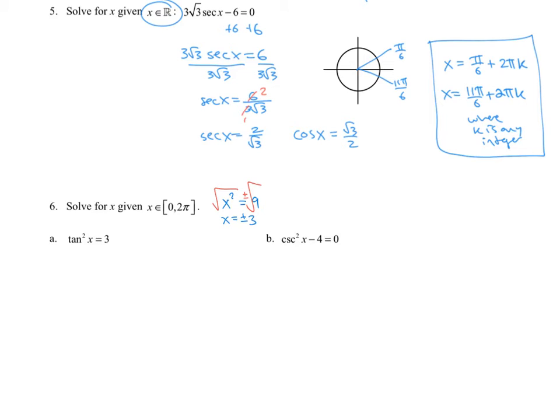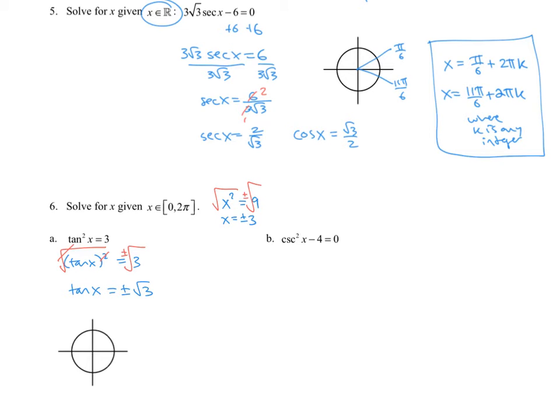Tangent squared x is the same as tangent x squared equals 3. So to cancel that square, I can square root both sides. And I still need a plus or minus on the side with the number, the opposite side of the variable. And the square root and the square cancel out. So we end up with tangent x equals plus or minus the square root of 3.